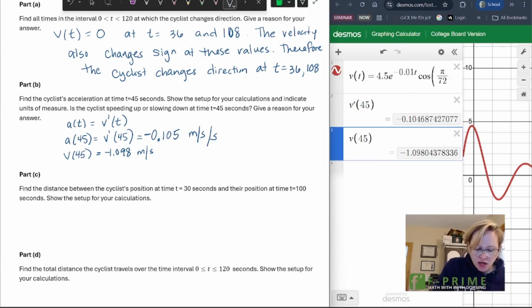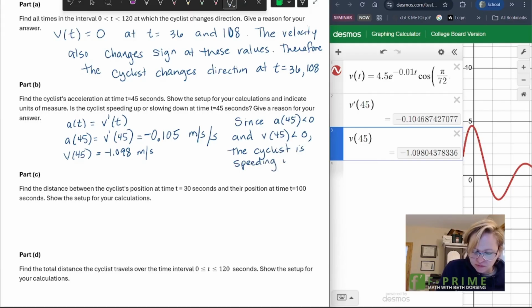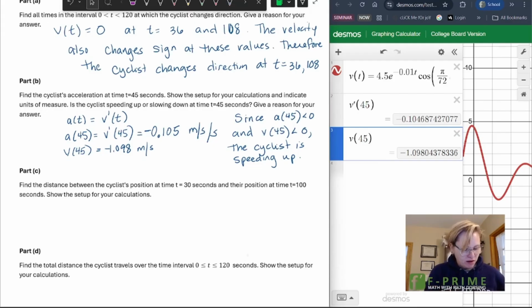So here, we're going to say this. We're going to say since a of 45, we want to be specific, is negative, and v of 45 is also negative, the cyclist is speeding up. So velocity and acceleration have the same sign. All right, let's look at part C.